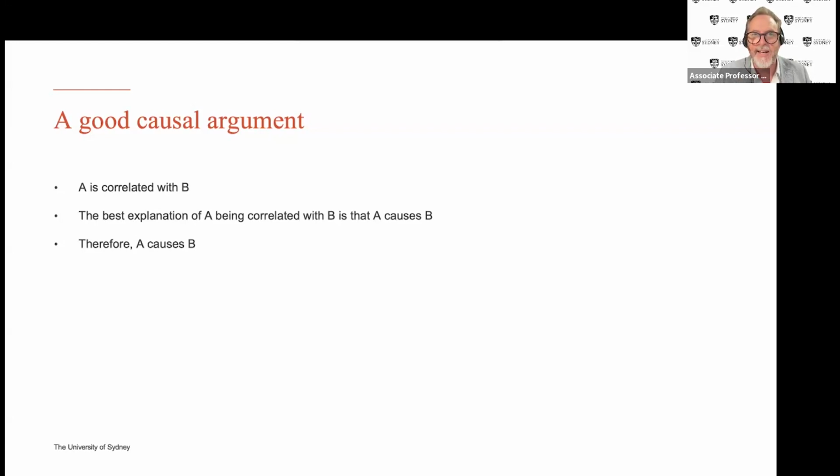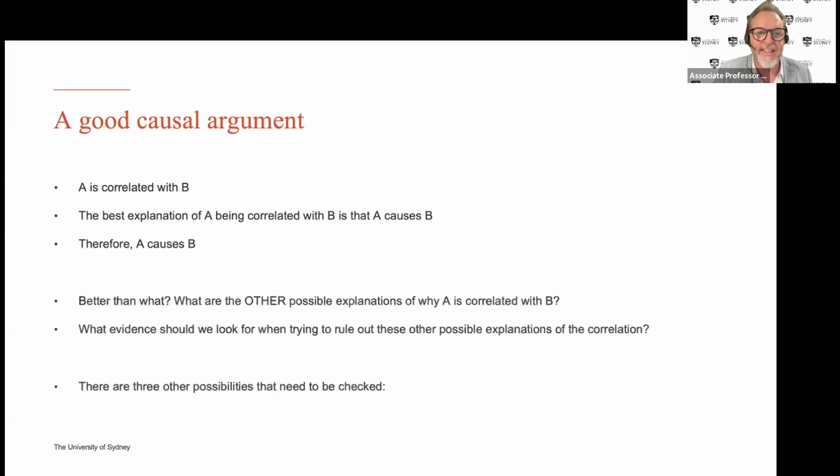The key to understanding causal arguments is to notice that there are multiple possible explanations of why A might have been followed by B. So we need to ask, what is the best explanation of A being correlated with B? Is it A causes B, or is it one of the alternative possible explanations of why those things go together?